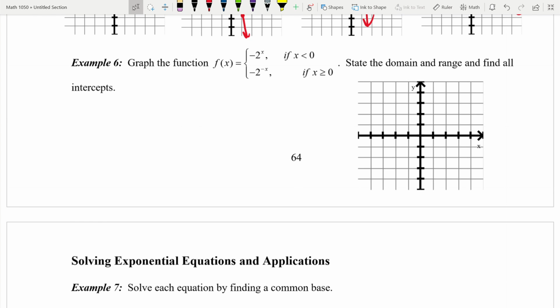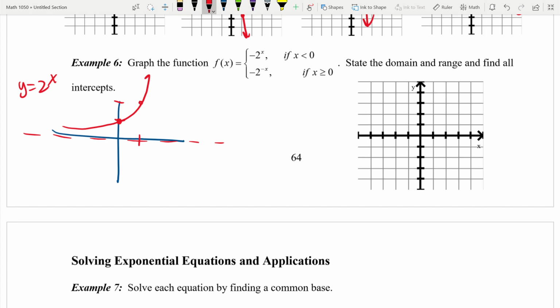This is a piecewise function. Okay? Everybody in the room, I want you to go like this. Draw an XY axis, and I want you to graph in pencil that parent graph, y equals 2 to the x. Asymptote at y equals 0. Hit 0, 1. Go right 1, up 2. There's that parent.